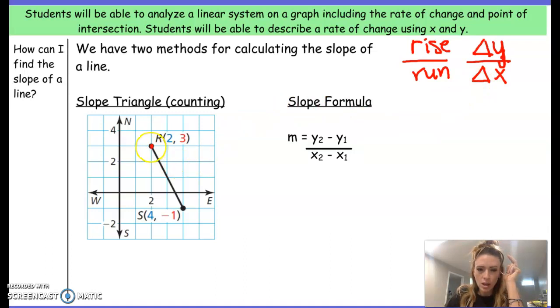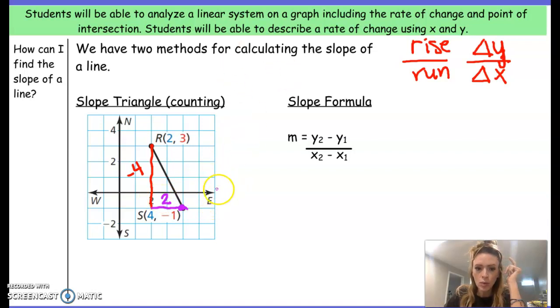When we talk about positives and negatives, if we're going up, it's positive. If we're going down, it's negative. If we're going right, it's positive. If we're going left, it's negative. So when we're going down, we're going to count 1, 2, 3, 4. Okay, so we went down 4. Next, we're going to get over to the right where this other point is. And when we're going to the right, it's positive. So 1, 2, positive 2.